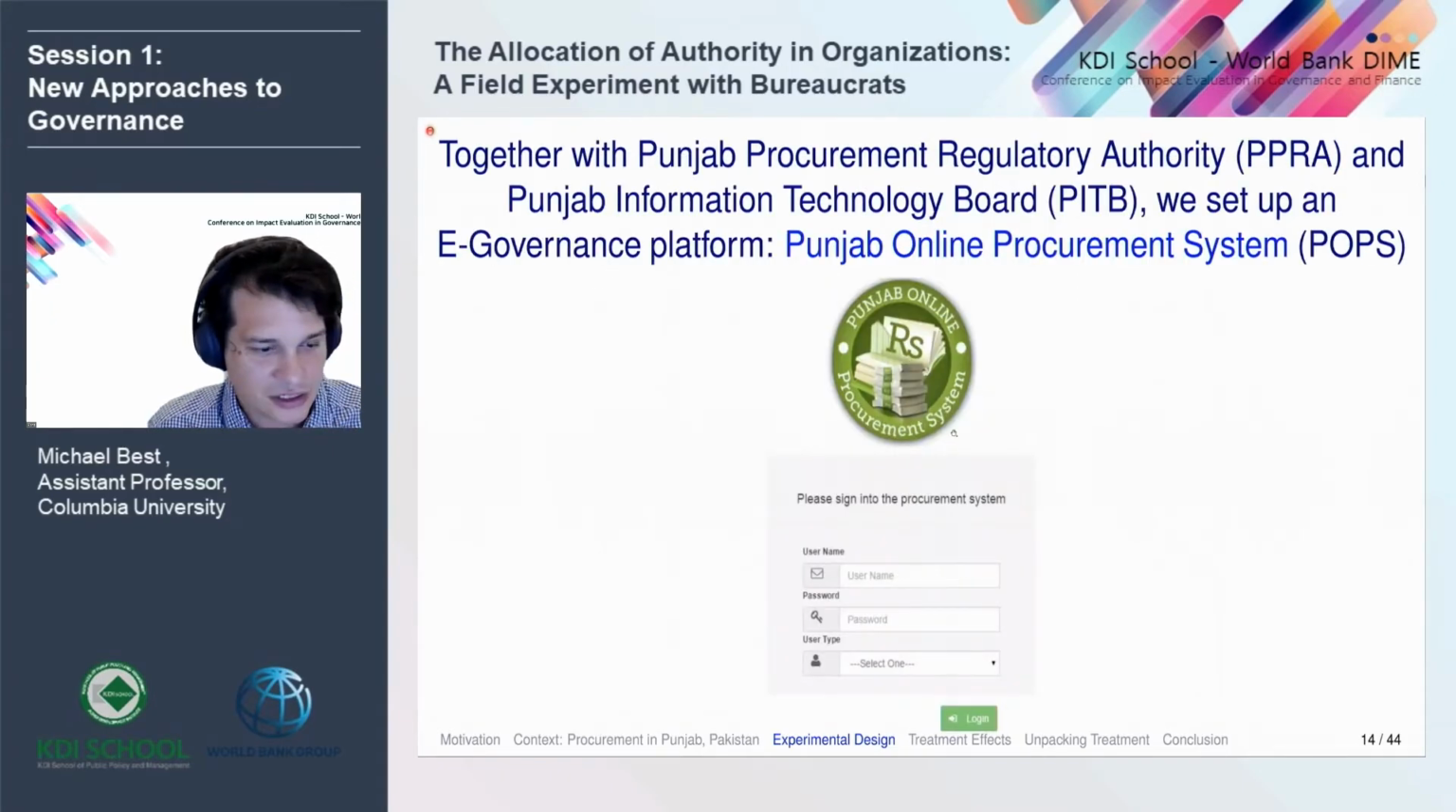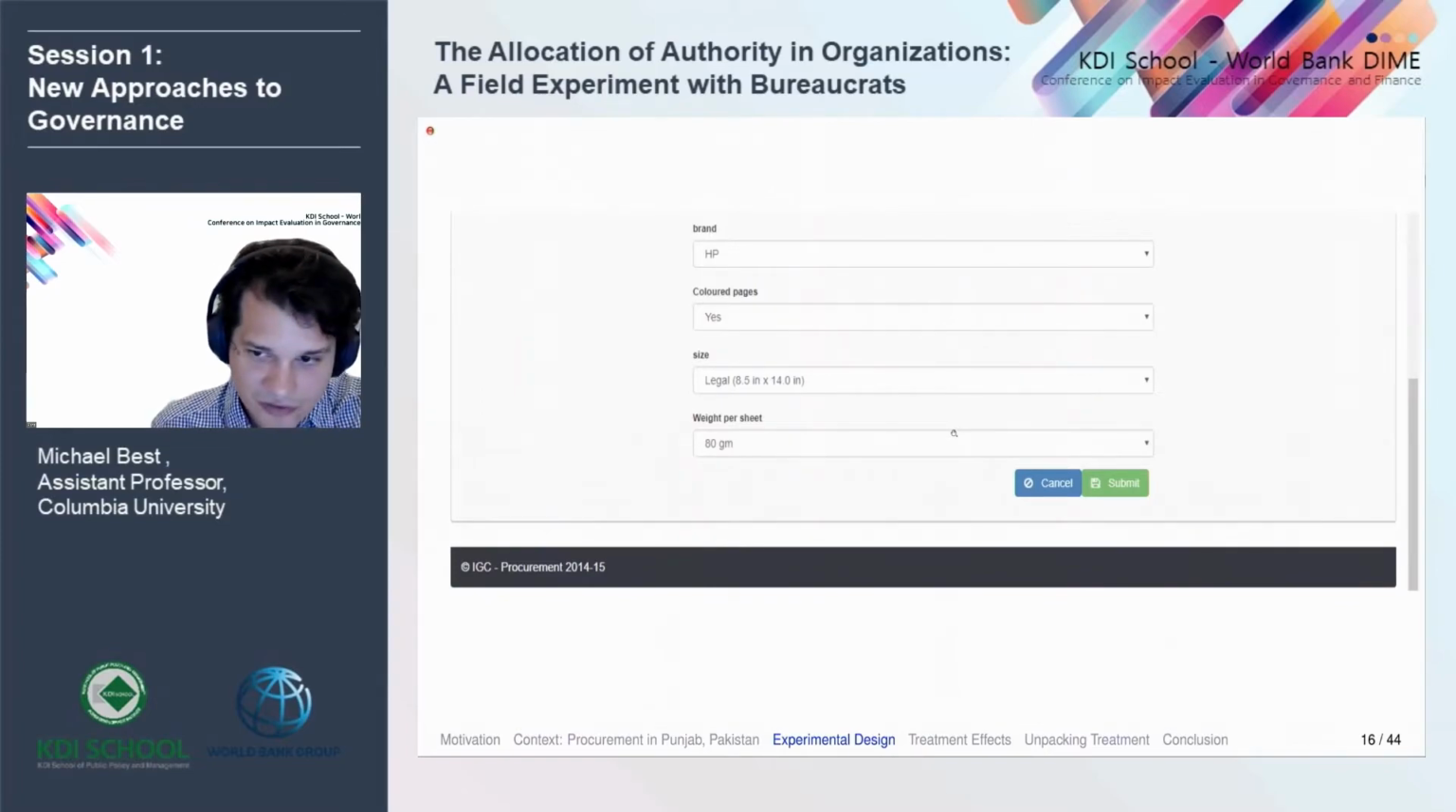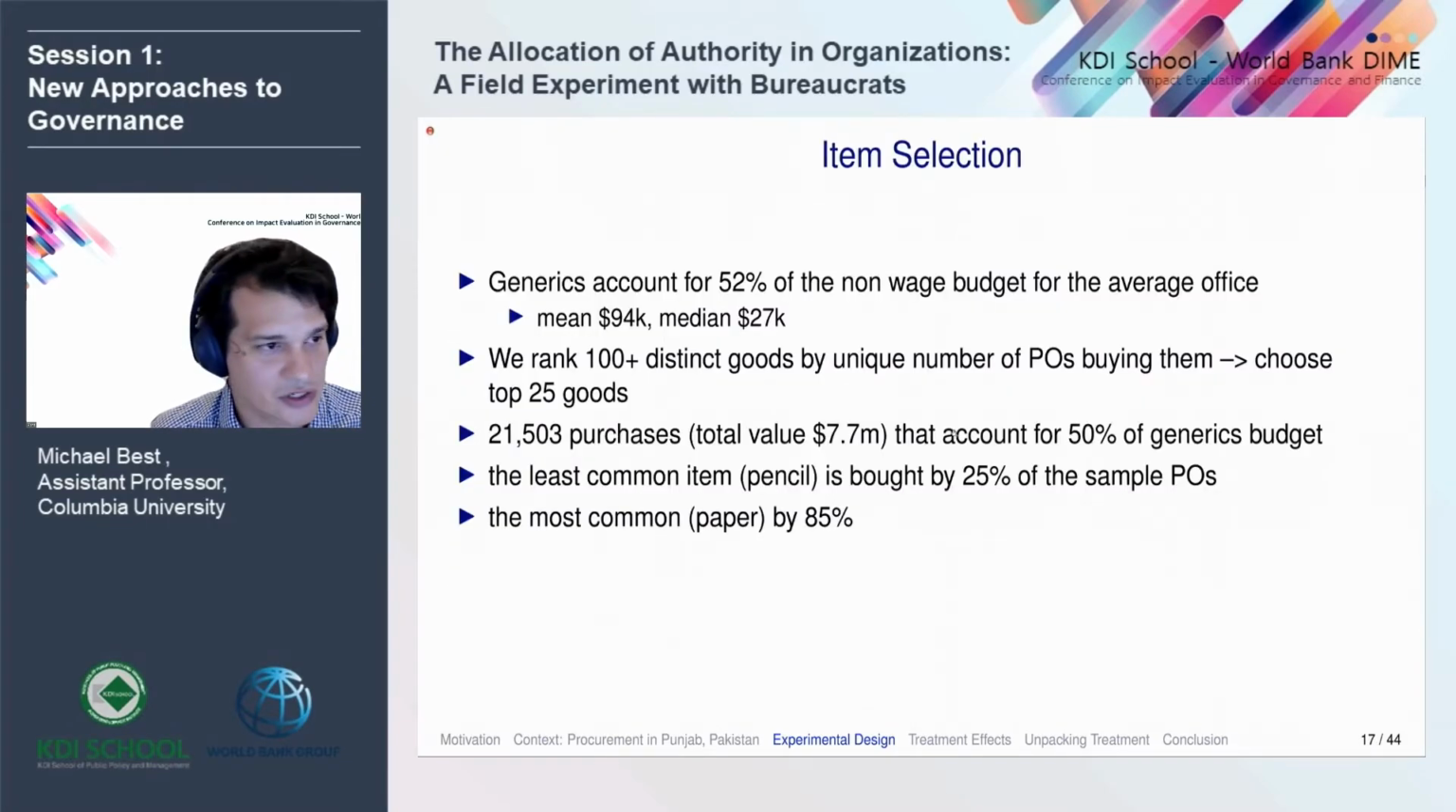So this data comes from a system that we worked with the government to set up. We called it the Punjab Online Procurement System. It's a website that is still up there, and you can log in using your username and password. If you're going to buy printer paper, if you're the procurement officer filling this in, you start typing in, I'm going to procure printing paper. And then you have to fill in this questionnaire with all of the different attributes of the paper that you're about to buy. And that's going to allow us to measure exactly what you're buying.